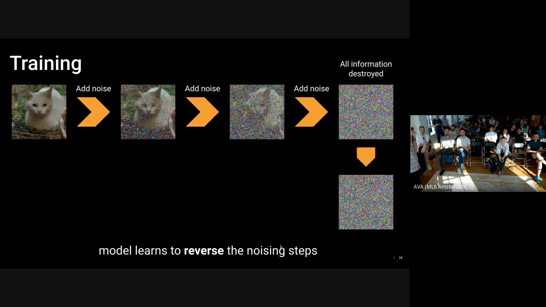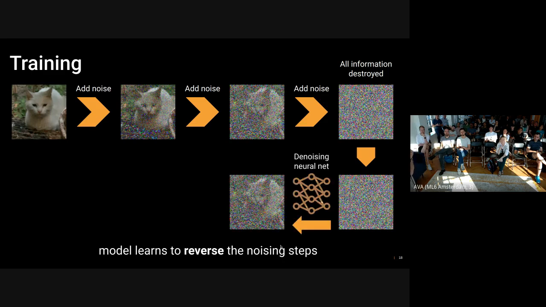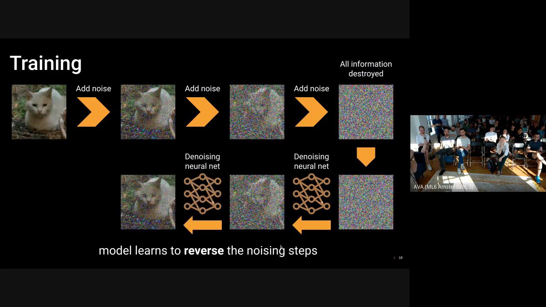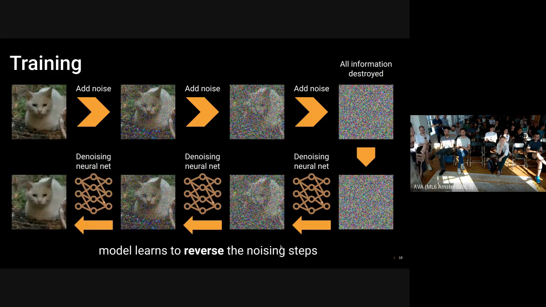And what we then ask the model to do is to learn how to reverse the noising step. So we ask it, okay, this is noise we have. Can you take it one slight step back? And another tiny step, and another tiny step. So the model just learns to denoise.